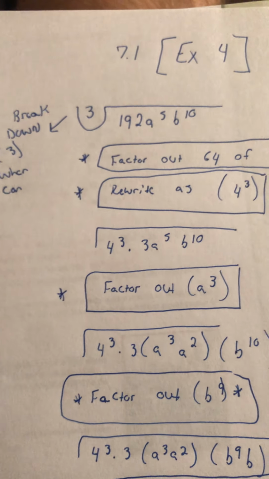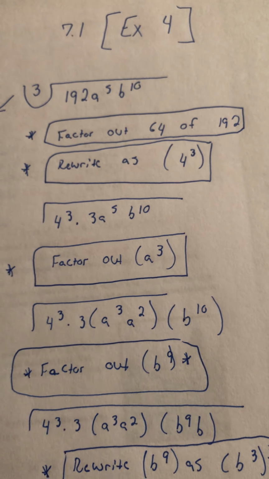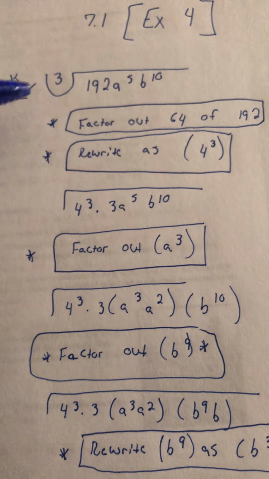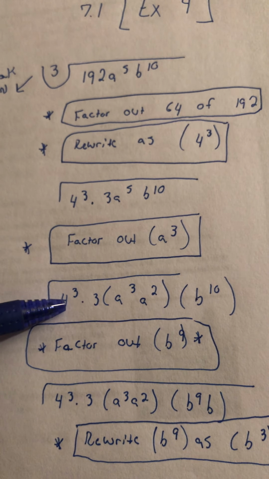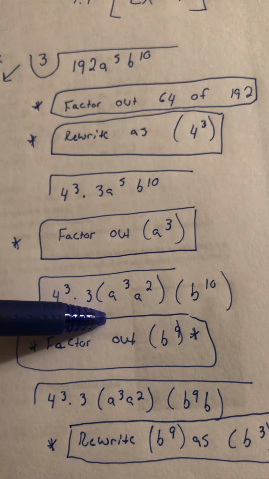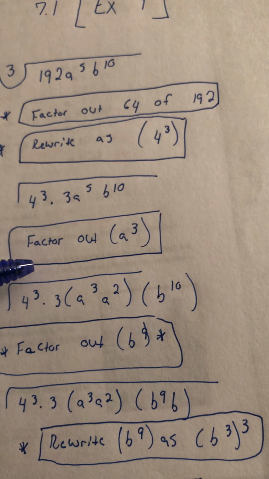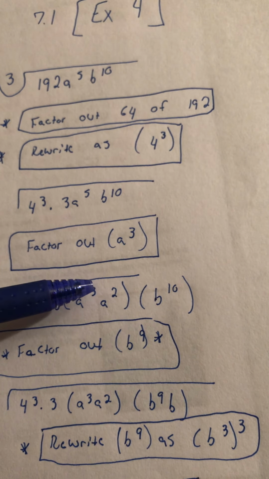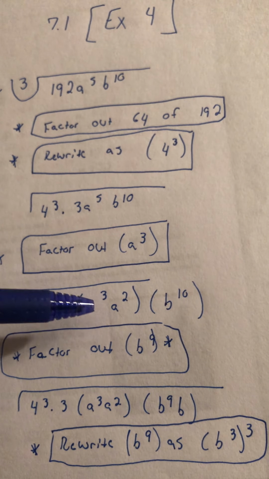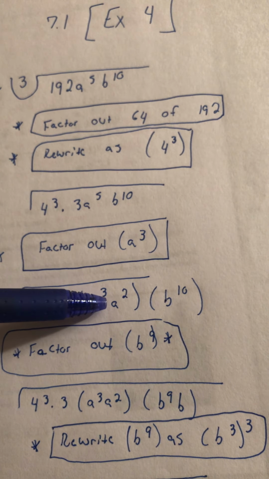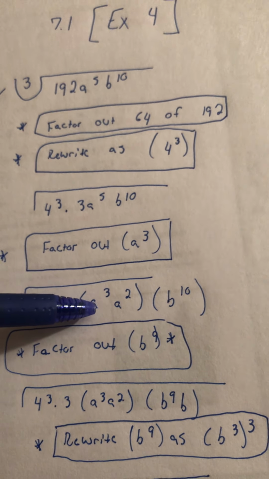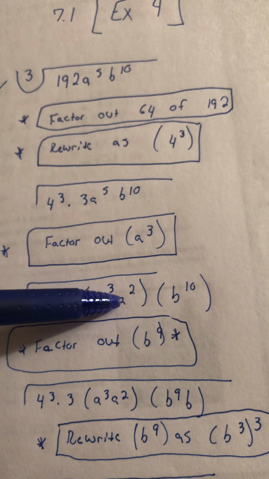Next thing I did is I factored out my a to the 3rd. Why did I do that? Because what's our index? I want my exponent to match. Rewrote it, so I got 4 to the 3rd times a to the 3rd times a to the 2nd. If you'll notice, I do have my a cubed in here. So do not forget, when your variables are together, you add. If it's on the outside, you multiply. When they're together like a times a, you add exponents.